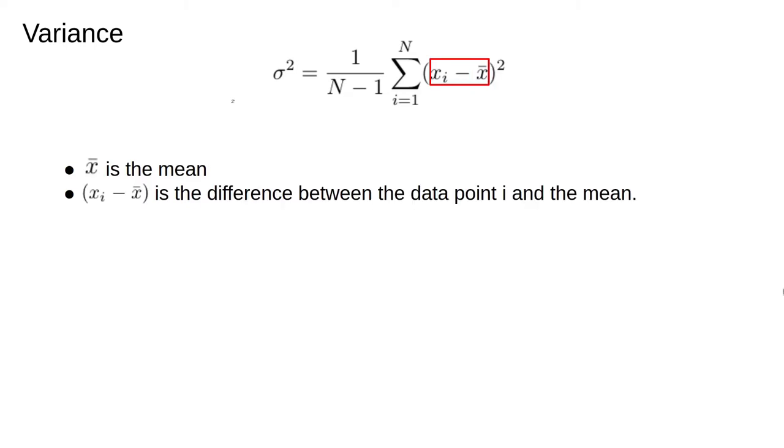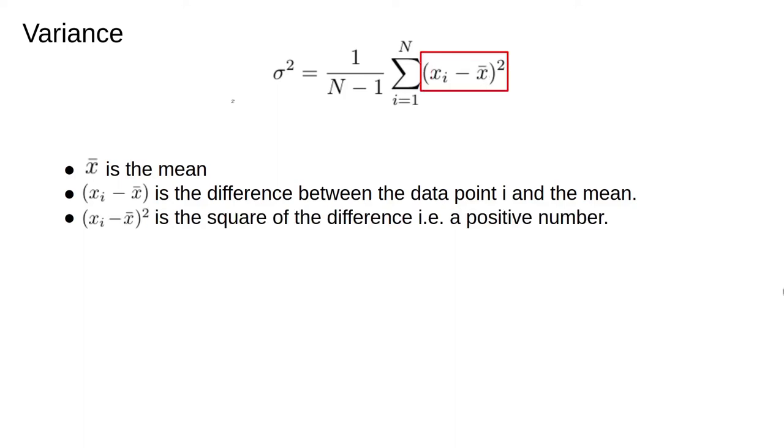Xi minus X bar is the difference between the data point Xi and the mean. It's basically a measure of how unusual the data point Xi is. Recall that the mean is supposed to be the typical value. Therefore, the difference, Xi minus X bar, measures how far the data point Xi is from the typical value. Xi minus X bar squared is the square of that difference. Since we square it, it's always a positive number.